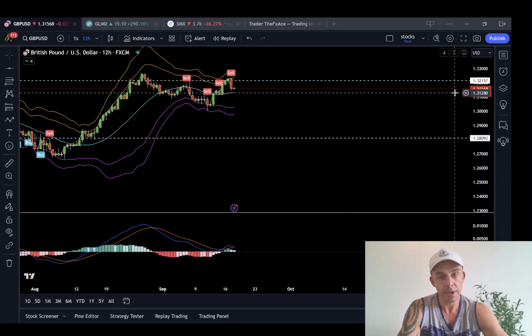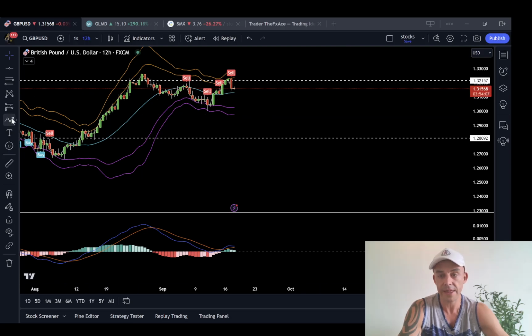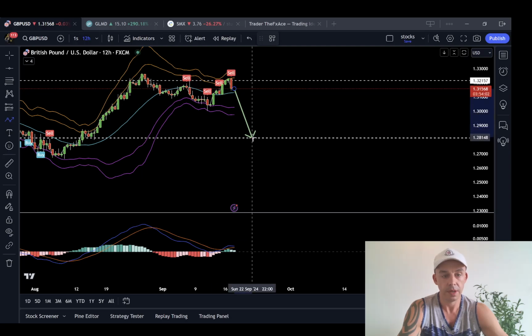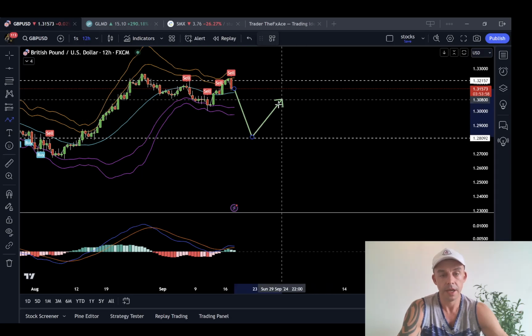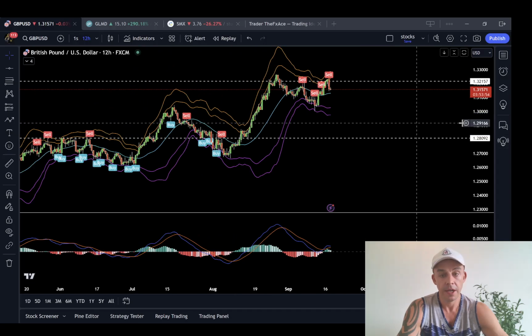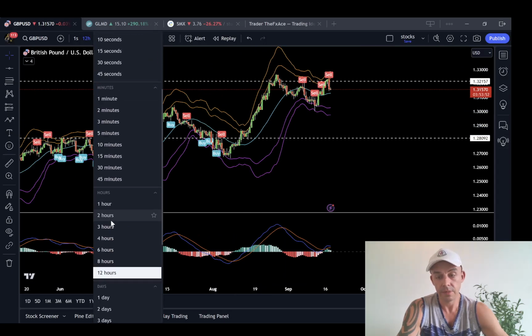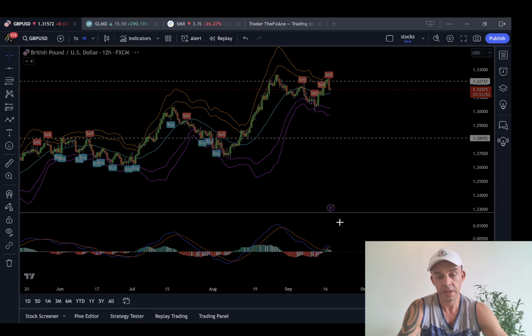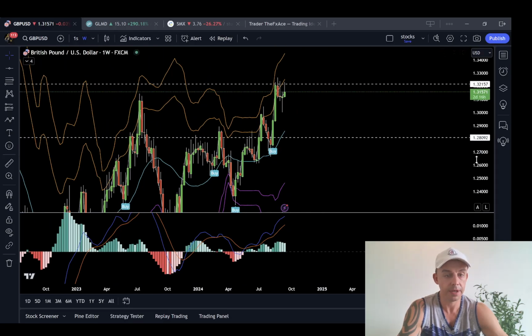So again, the only time I'll be looking to buy this now is when it moves down to the previous resistance at 128, say, and that's where I'll be looking to buy this pair. The sell is, I think we're approaching a sell setup now.